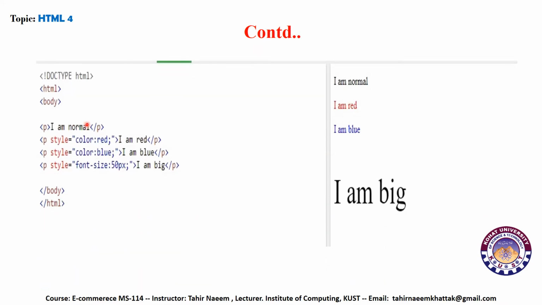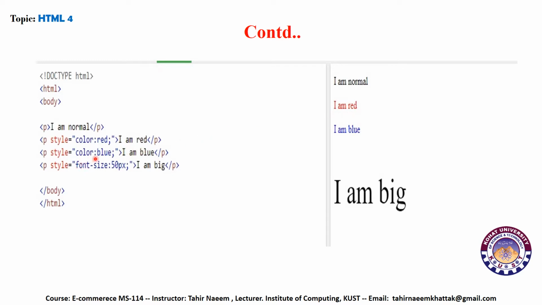So here is the example of how we will achieve it. Here this is the normal text, and you can see the result here. I am normal. And then here we have a P style. Here in style we have color:red. So whatever I write here will turn into red. So here you can see the result. I am red, which is specified here in the code.